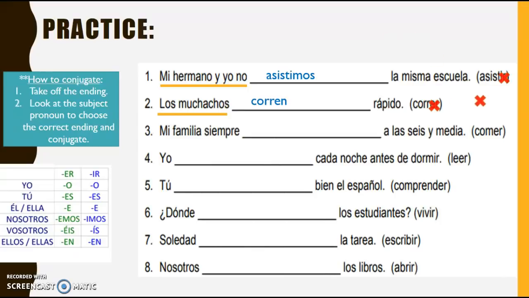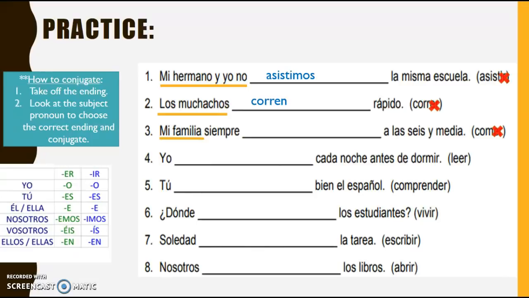ER verb, taking off the ER, we're left with COM. And then we need to figure out where our subject is. Who is eating dinner at 6:30? The answer would be mi familia, my family. So that's our subject. Remember that mi familia is actually a singular word.